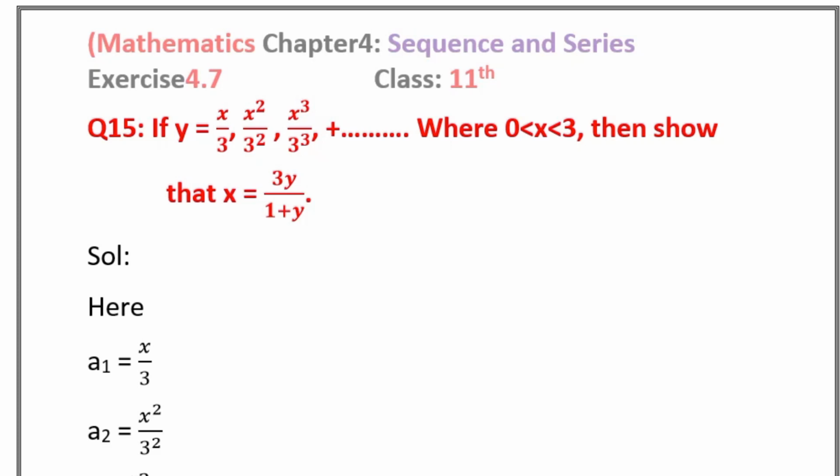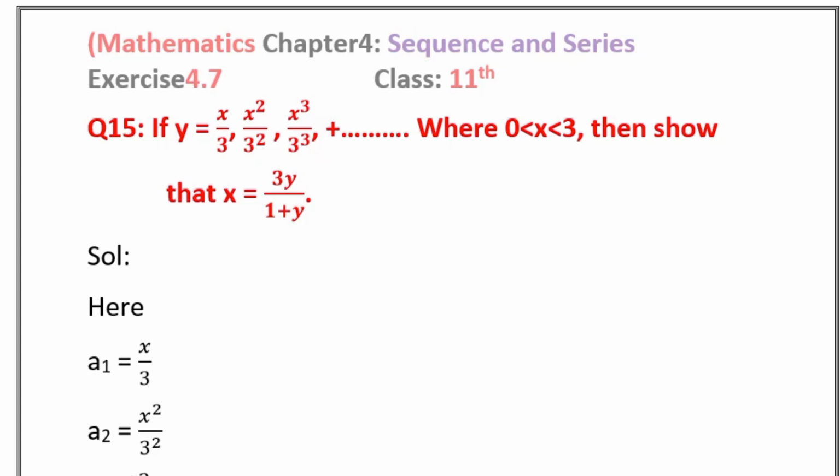In this lecture I will solve exercise number 4.7 question number 15, that is most relevant from the paper's point of view. So let's start. If y is equal to x/3 + x²/3² + x³/3³ + ... and so on, where 0 < x < 3, then show that x is equal to 3y divided by 1 plus y.